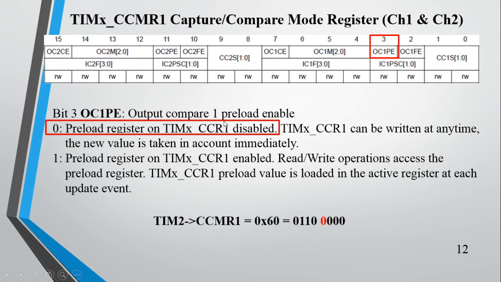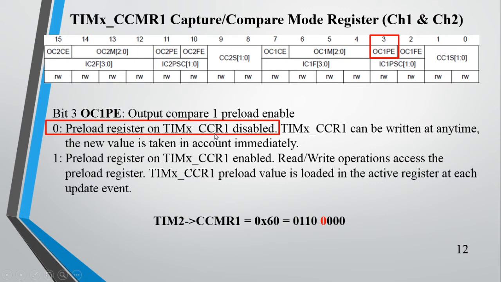What do you mean by update event? Whenever the timer counter value is equal to the auto reload register, it will roll over to 0. That rolling over to 0 is known as an update event. Whenever that reloading or rolling over to 0 takes place, the content of the preload register will be loaded to CCR. That means only when an update event occurs will the CCR value be changed.